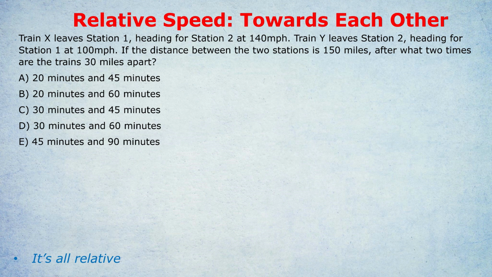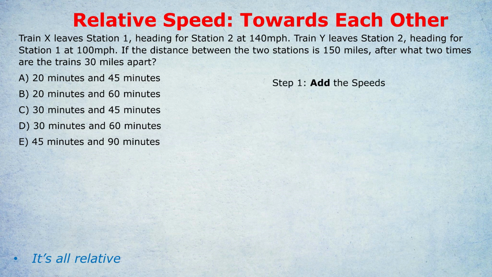Okay, so we've got train X leaves station 1, heading for station 2 at 140 miles an hour. It's a bit more realistic speed, I think. Train Y leaves station 2, heading for station 1 at 100 miles an hour. If the distance between the 2 stations is 150 miles, after what 2 times are the trains 30 miles apart? It's that last bit that will confuse a lot of people, but we're going to follow the same 3 steps.